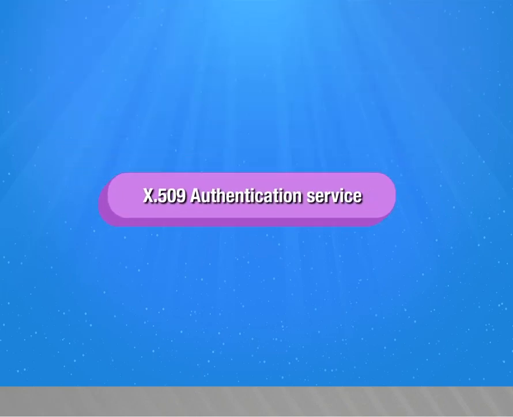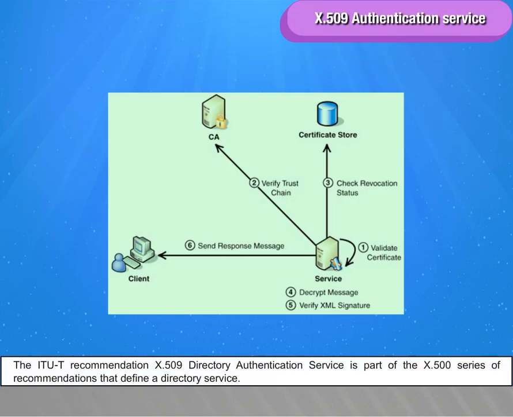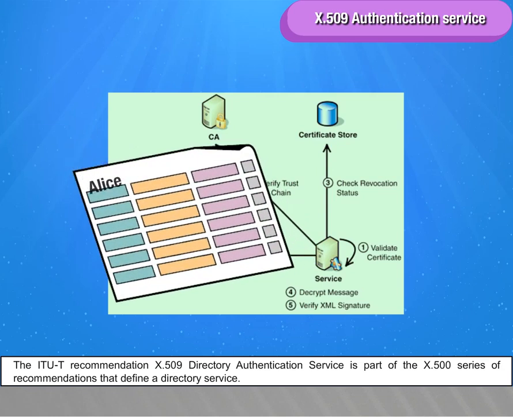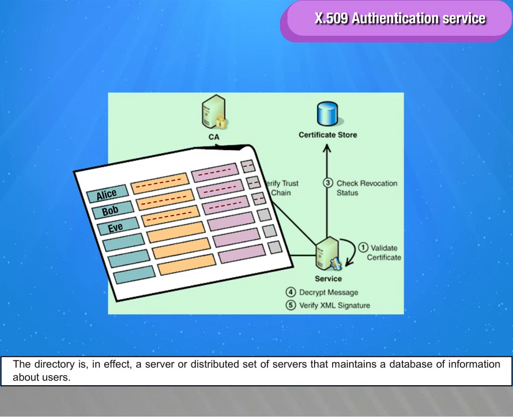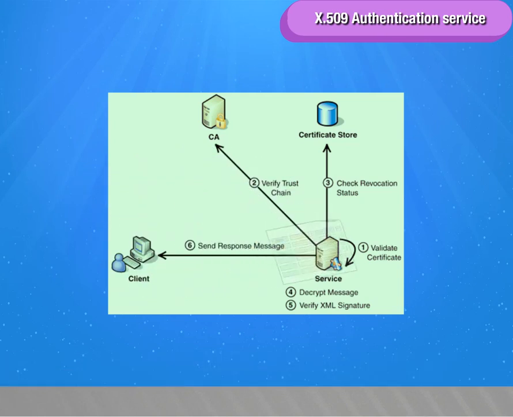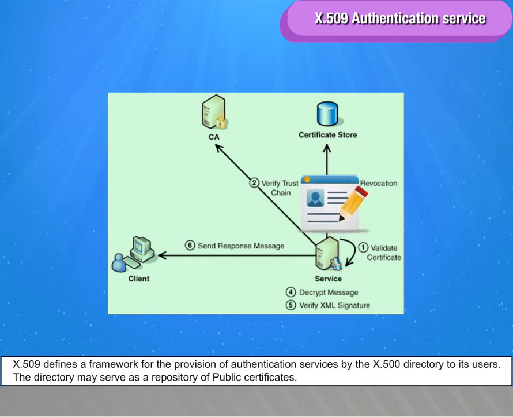X.509 Authentication Service. The ITU-T recommendation X.509, Directory Authentication Service, is a part of the X.500 series of recommendations that define a directory service. The directory is in effect a server or distributed set of servers that maintains a database of information about users. X.509 defines a framework for the provision of authentication services by the X.500 directory to its users. The directory may serve as a repository of public key certificates.